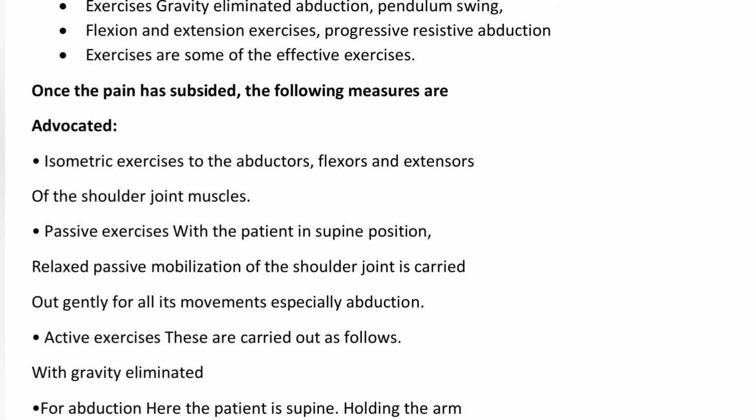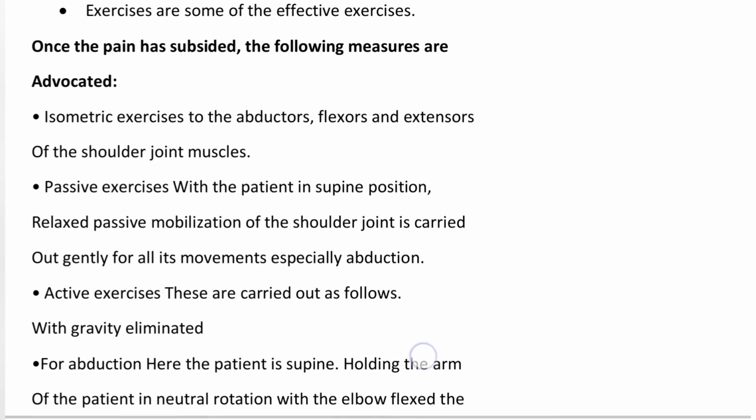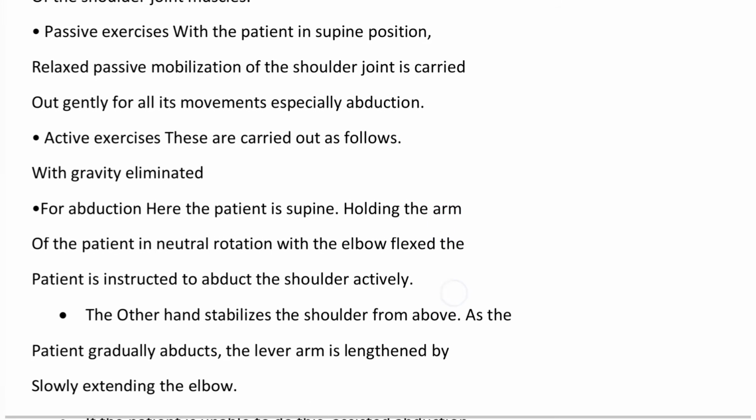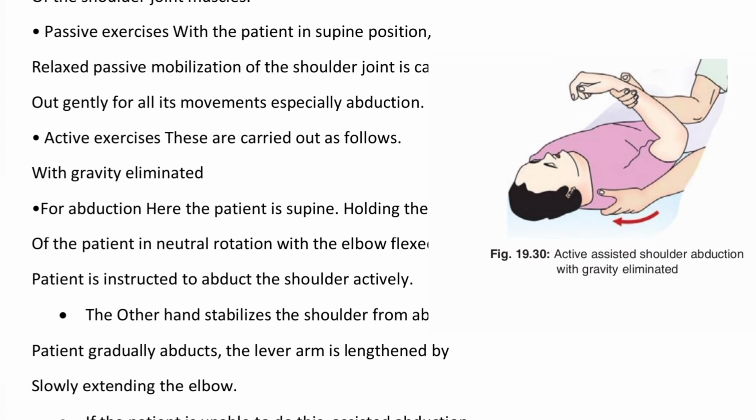Active exercises are carried out as follows, in the gravity eliminated position. For abduction, here the patient is in supine position. Hold the arm of the patient in a neutral rotation with the elbow flexed. The patient is instructed to abduct the shoulder actively. The other hand stabilizes the shoulder from above as the patient gradually abducts the shoulder. The lever arm is lengthened by slowly extending the elbow.